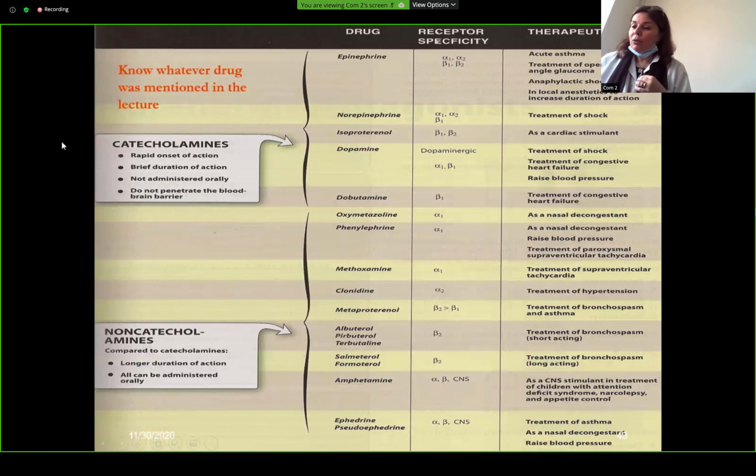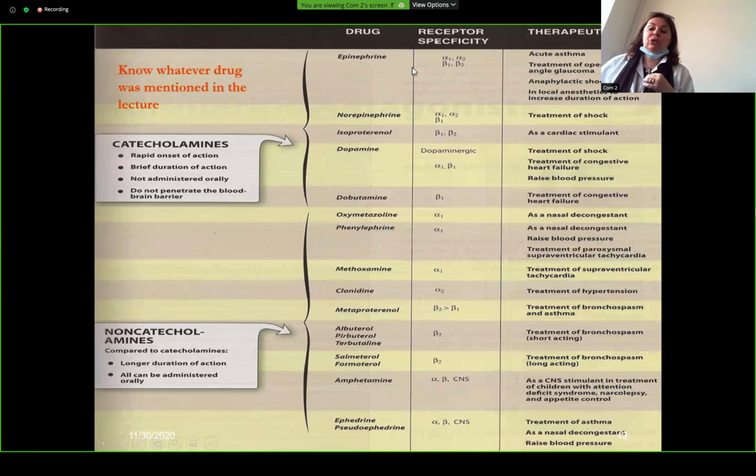This one, I put for you whatever drug was mentioned in the lecture. I already mentioned epinephrine, norepinephrine, isoproterenol, dopamine, dobutamine. I already mentioned phenylephrine, maybe methamphetamine. I did not mention clonidine. I mentioned albuterol, salmeterol, formoterol. These are all the medications that are used for asthma. Amphetamine, I mentioned ephedrine, pseudoephedrine. You think it's a few medications, but if you look at the table, most of these I covered, and where they're acting and their uses.